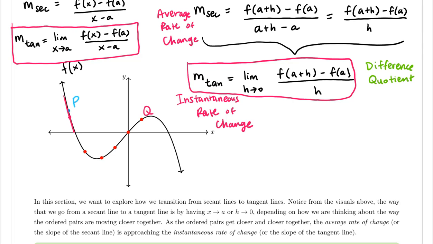In this section, we want to explore how we transition from secant lines to tangent lines. Notice from the visuals above, the way that we go from a secant line to a tangent line is by having one of these two situations. We either have x approach a, which is what we have here, or we have h approach 0, which is the scenario that we have there, depending on how we are thinking about the ways the ordered pairs are moving closer together. As the ordered pairs get closer and closer together, the average rate of change, or the slope of the secant line, is approaching the instantaneous rate of change, or the slope of the tangent line.